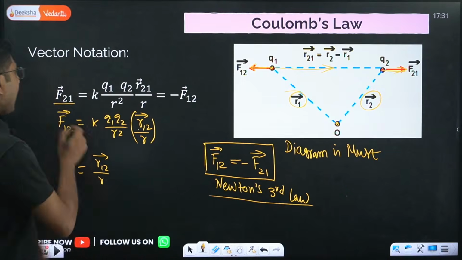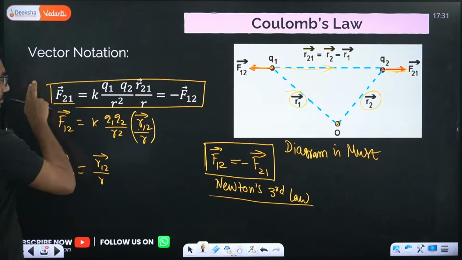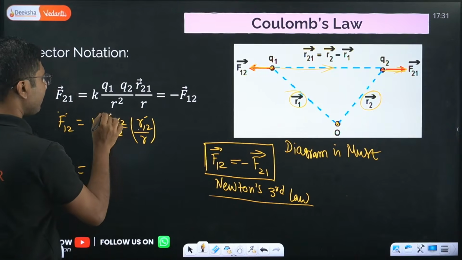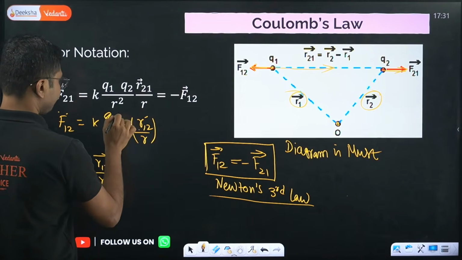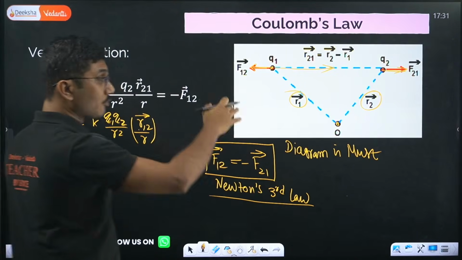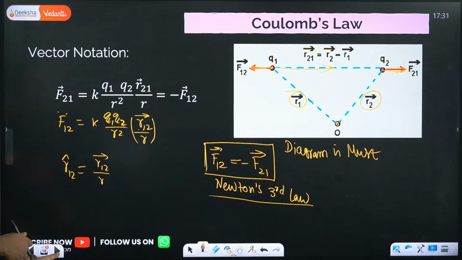Whenever you write Coulomb's vector form, always remember that you have to draw the diagram. The diagram is compulsory. Without the diagram, you will not get marks.